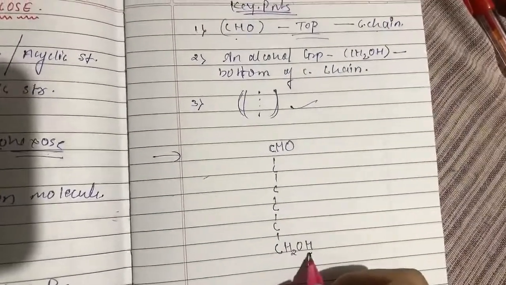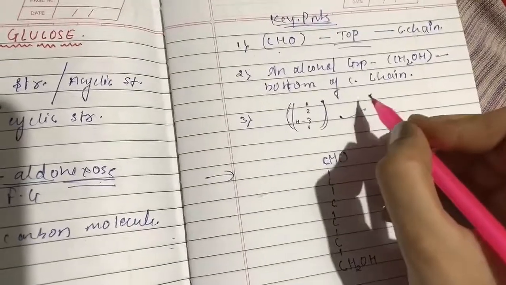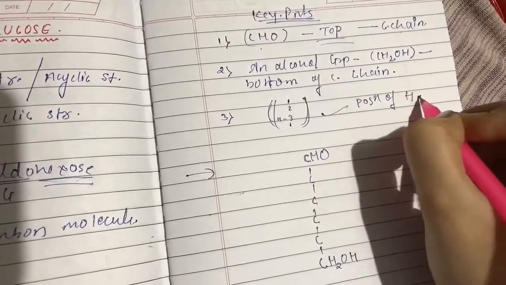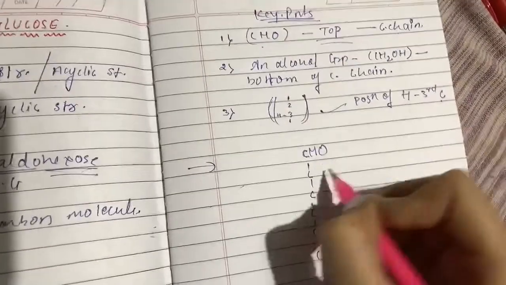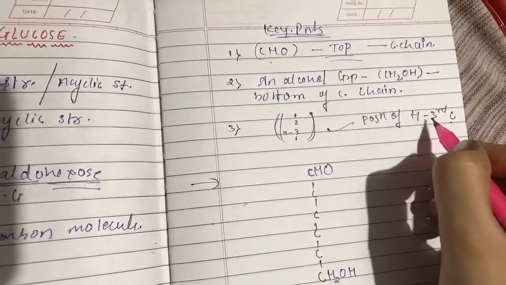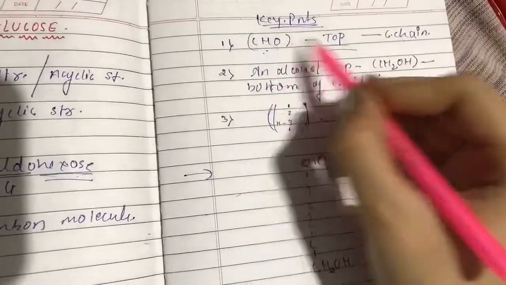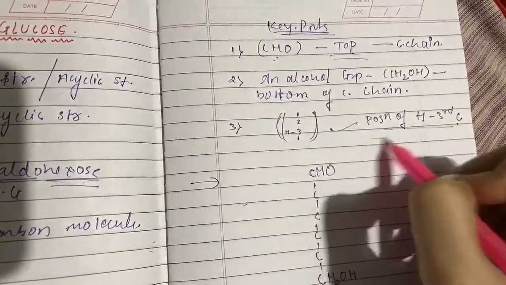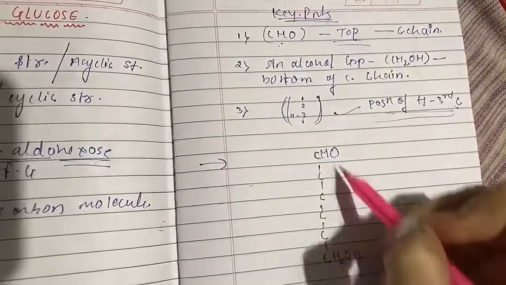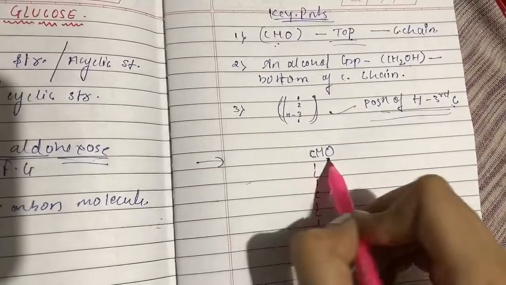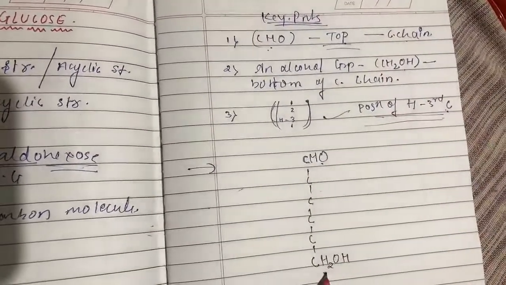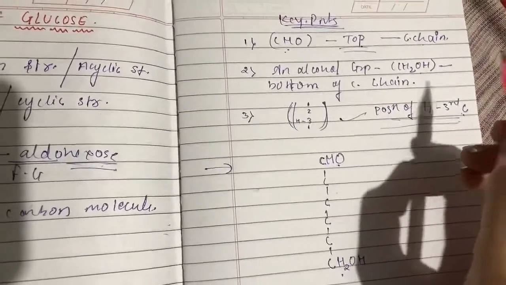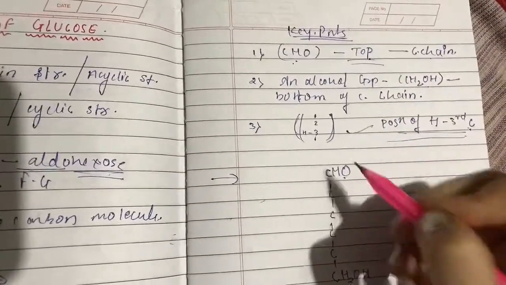We'll make it CH2OH. All right, the third key point is the position of hydrogen on the third carbon of a glucose chain. Don't concentrate over here, first concentrate over here. The first point is aldehyde group on the top and alcohol group on the bottom, and the position of hydrogen on the third carbon of a glucose chain. So I have placed your aldehyde group on the top as per the rule, and alcohol group at the bottom as per our key point rule. So coming to the third point and the main point of open chain structure.